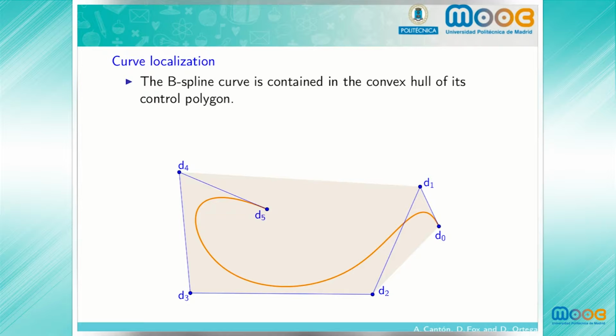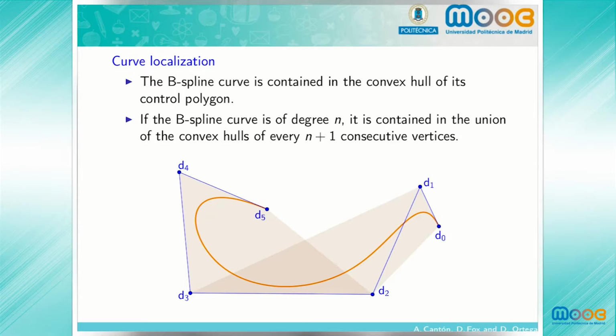The curve is well localized by its control polygon, and in fact it is contained in the convex hull of its control polygon. Moreover, if the B-spline curve is of degree n, it is contained in the union of the convex hulls of every n+1 consecutive vertices. On the screen we see a cubic B-spline curve, which is contained in the union of its two convex hulls of 4 consecutive vertices. This is the first convex hull and this is the second convex hull.